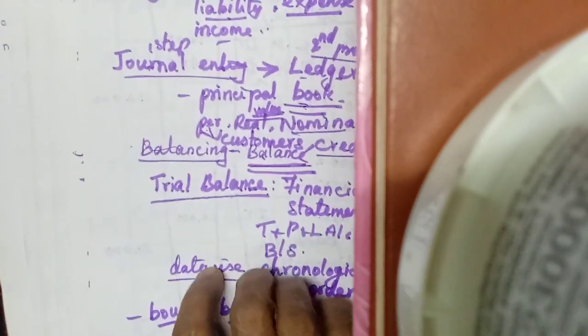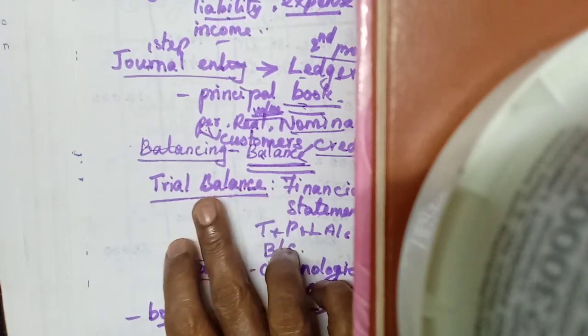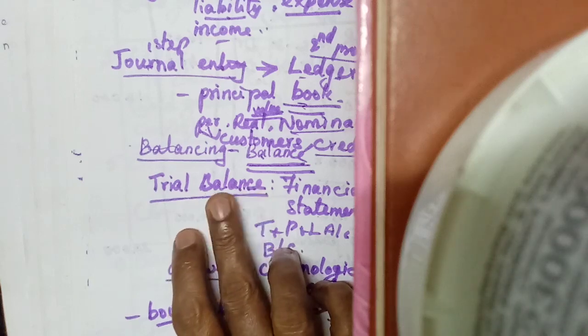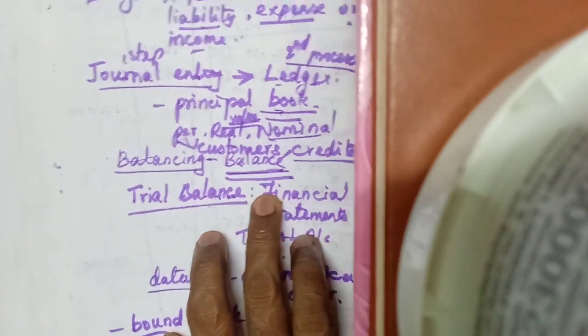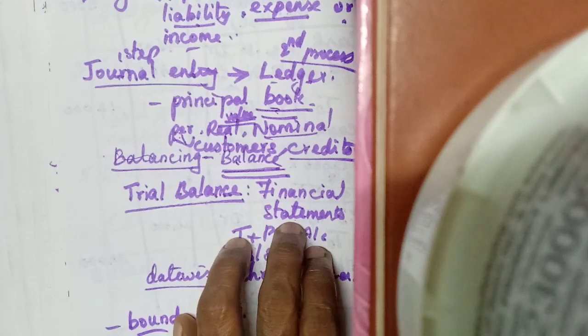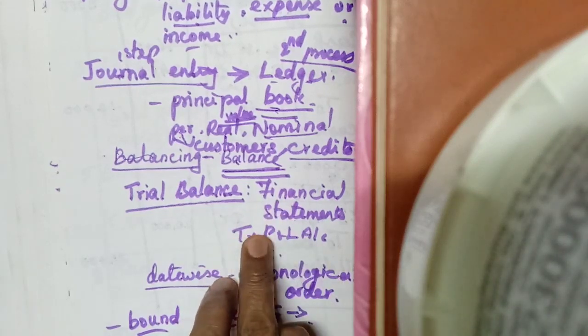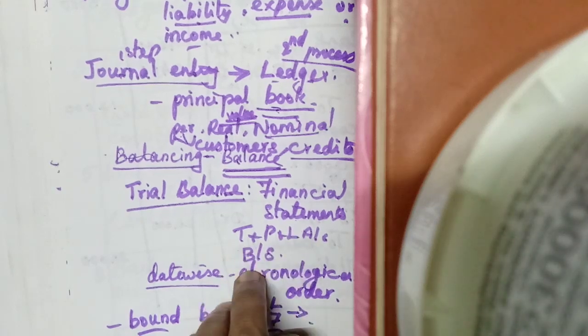That net effect will be written under the trial balance. All the balances of the ledger accounts will be shown in the trial balance, and this will serve as the basis for the preparation of financial statements. What are the financial statements? The trading and profit and loss account is one, and the other one is the balance sheet.